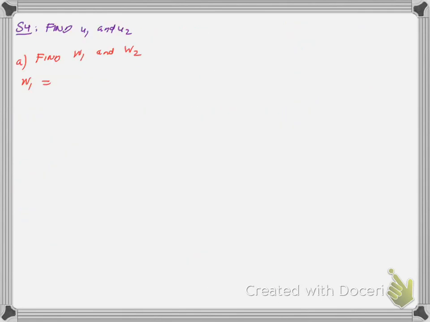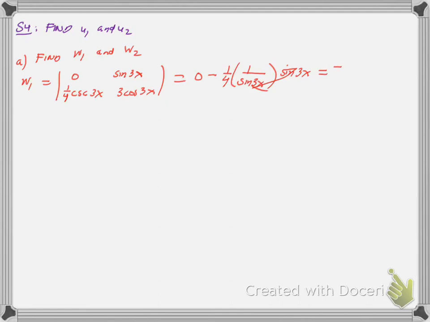Okay. And so then for us, for w sub 1, we will get 0, 1/4 cosecant 3x, and then sine 3x, 3 cosine 3x. Okay. Taking that, we will get w sub 1 should be 0 minus 1/4 times 1 over sine 3x. Okay. And I replaced that because I knew that I could factor this off. Okay. So that's why I did that. That becomes a 1. So our answer is just negative 1/4. All right, that's our w sub 1.